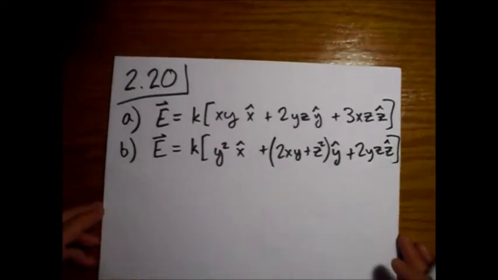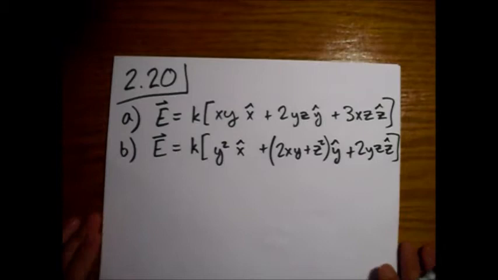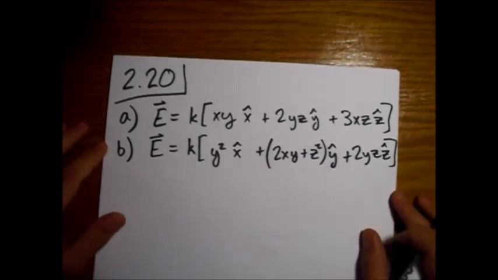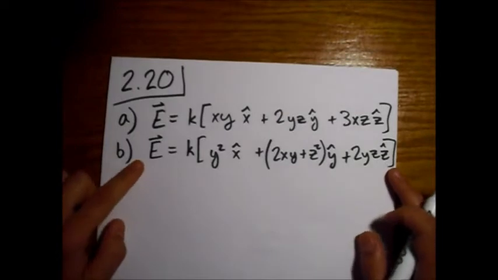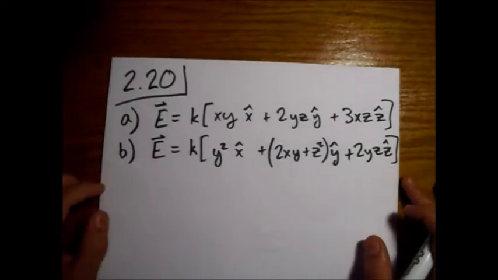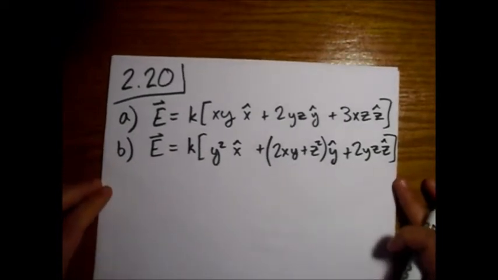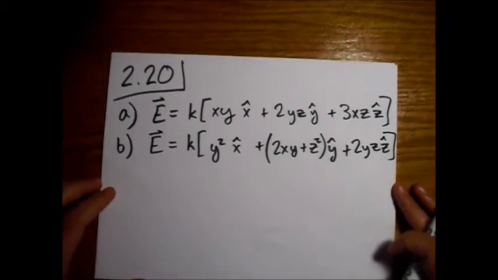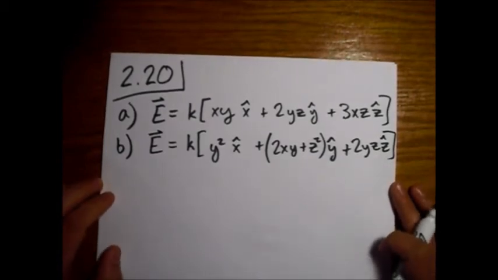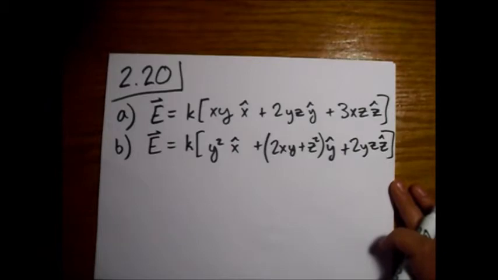Alright, so Griffiths Electrodynamics, problem 2.20. We start by looking at these two different electric fields here. Griffiths says one of these is an impossible electrostatic field. Which one? Alright, so we'll go ahead and do this part first.